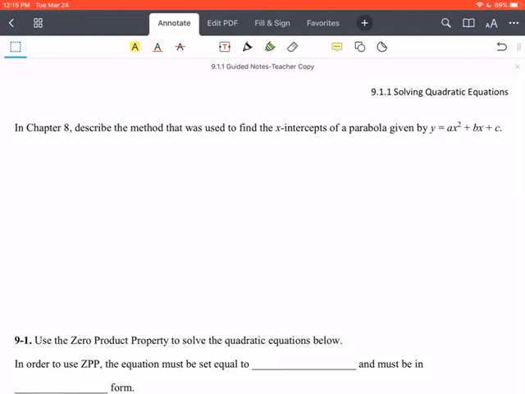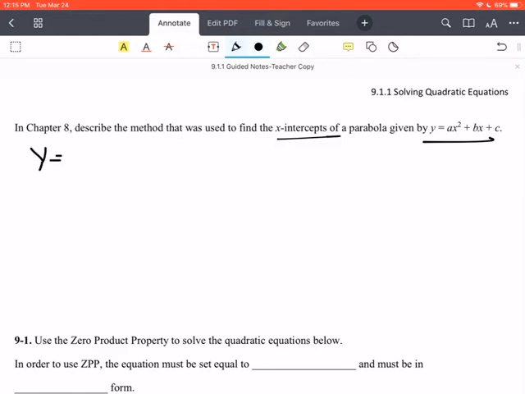If we were asked to find the x-intercepts of a parabola that is given in y equals ax squared plus bx plus c form, I want you to think about how you would approach this. So the first step when you see x-intercepts is hopefully everyone by now is remembering y equals 0. So if we want to reword the question, we can word it as, how would you solve something as 0 equals ax squared plus bx plus c?